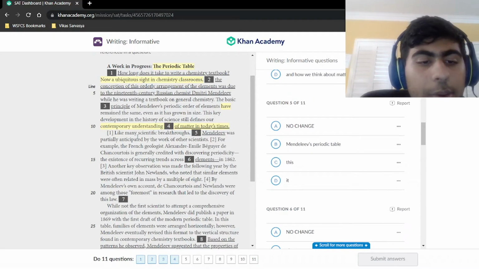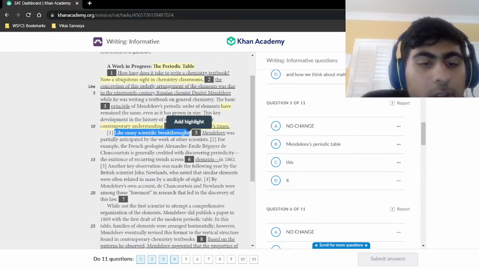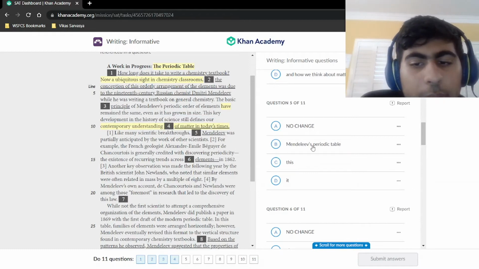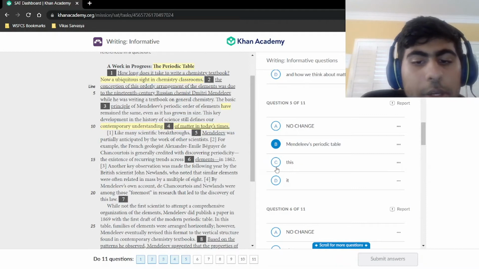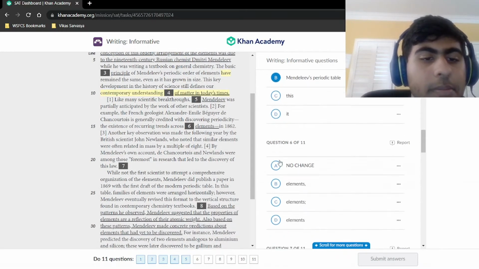All right. Question 5. Like many scientific breakthroughs, Mendeleev was partially anticipated by the work of other scientists. We're talking about the scientific breakthroughs, right? Well, Mendeleev was not a scientific breakthrough himself. He was just a person. The periodic table was the scientific breakthrough that we're talking about. So you have to say this. You can't say this or it because that's not clear. We don't know what you're talking about because we haven't said the word periodic table since like 3 sentences ago. All right, let's move on to the next question.